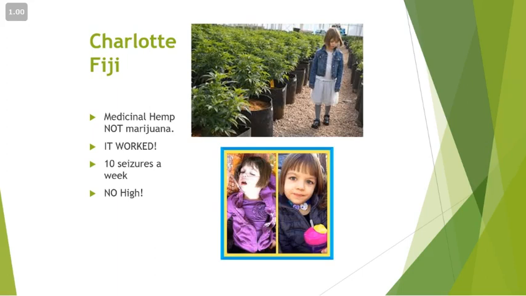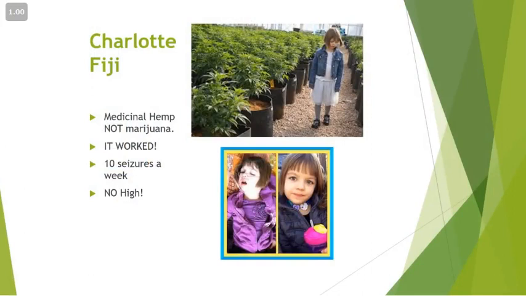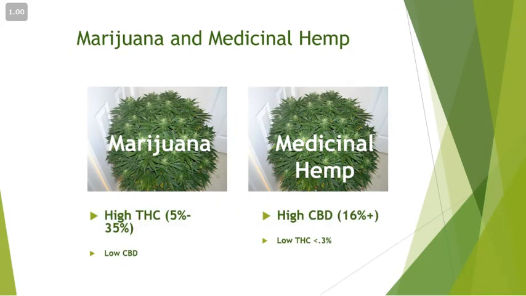As you can imagine, this information spread like wildfire, and all sorts of people were then moving their children and their families from all over the country to Colorado, hoping for the same type of success that little Charlotte had. But it also started a movement to consider the medicinal properties and the medicinal powers of hemp. Now here's when it gets confusing. Marijuana and medicinal hemp look identical, and they both have medicinal benefits, but they are two different plants. Marijuana has high THC, anywhere from 5 to 35%, and low CBD, and can provide a high when heated. Medicinal hemp, on the other hand, has high CBD and low THC and cannot make you high.